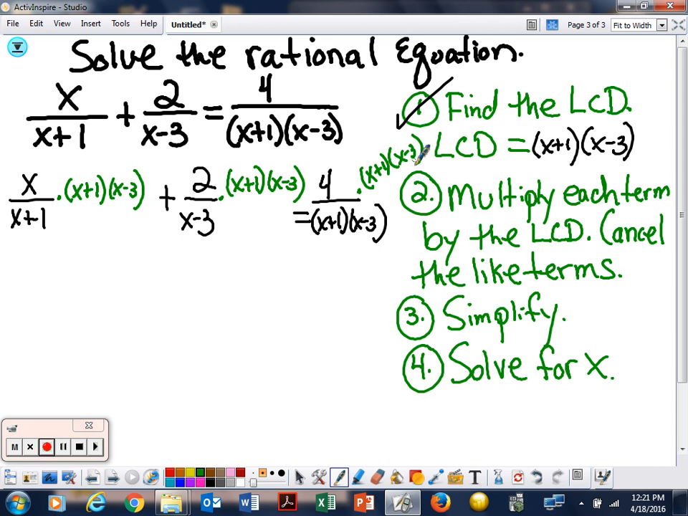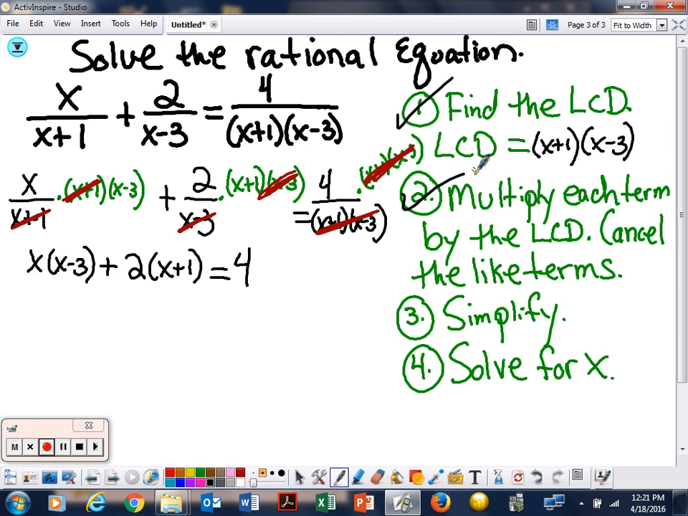All right. Now, cancel the like terms. Here we go. Going back over here, x plus 1 is on the bottom. It cancels with x plus 1 on the top. So I am left with x times x minus 3 plus. Okay, now over here, we're going to cancel the x minus 3 with the x minus 3. And what we're left with is 2 times x plus 1 equals, and behind the equal sign, the x plus 1 times x minus 3, they cancel each other out, so we're left with 4. Check. Simplify.